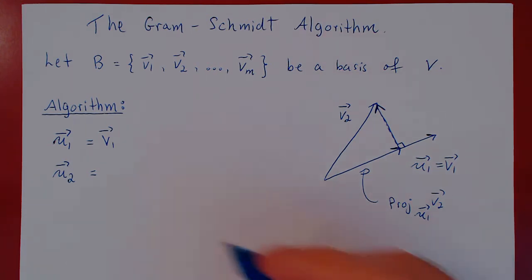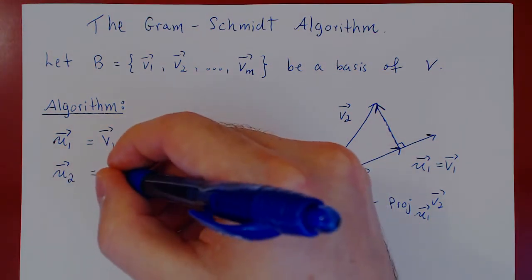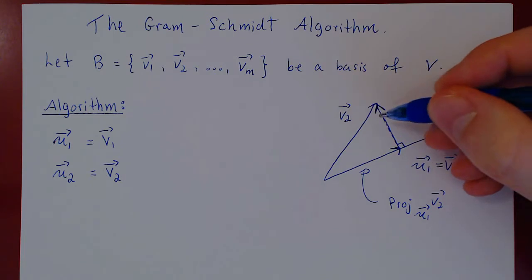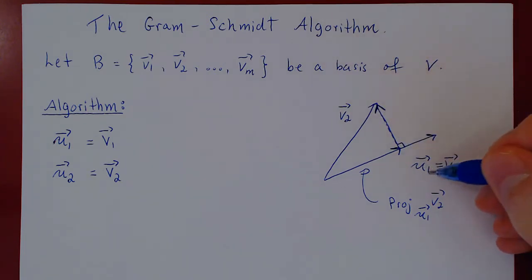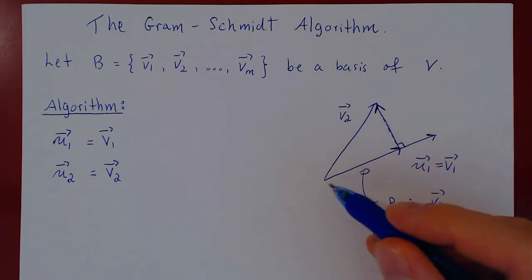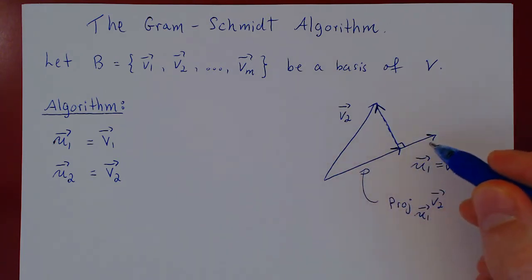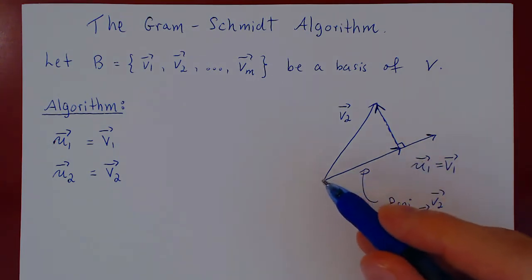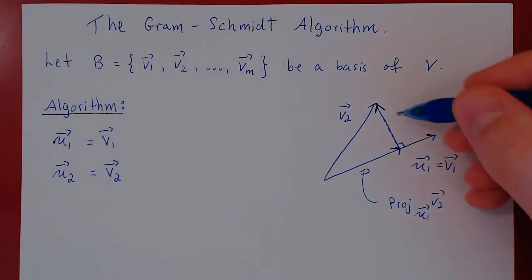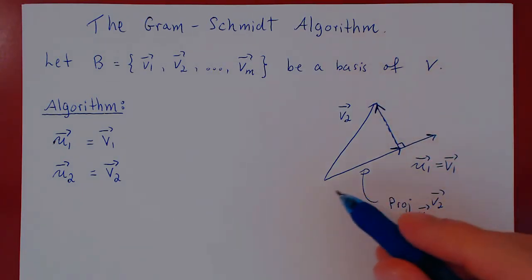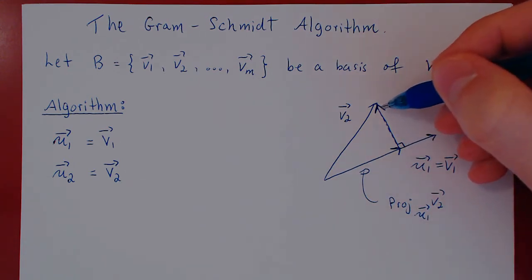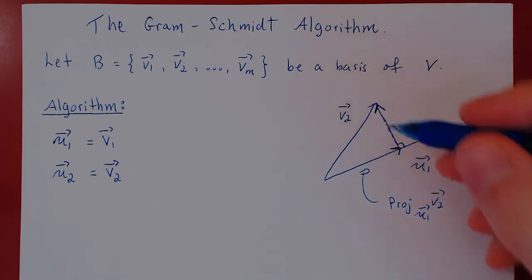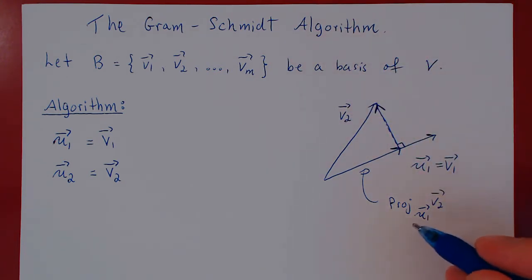And the argument is that we can now take u2 as vector v2, but we only keep the component of v2 that is the orthogonal component to u1, because the component of v2 that is parallel to v1, we don't need, because we already have u1 to span this direction. So we only keep this component. Of course, this vector plus this vector is v2, therefore the orthogonal component is going to be v2 minus the projection of v2 onto u1.